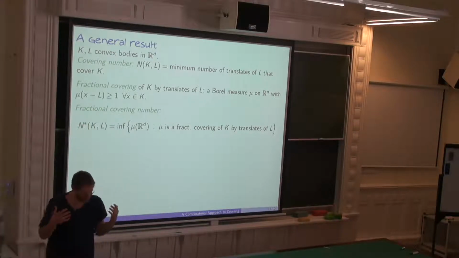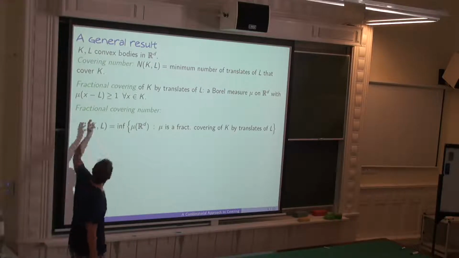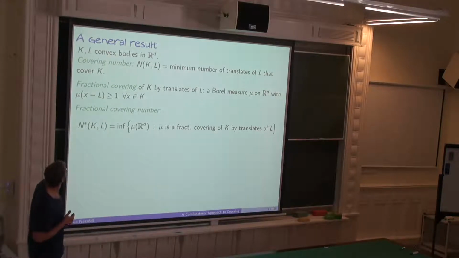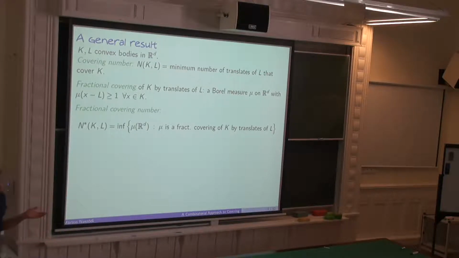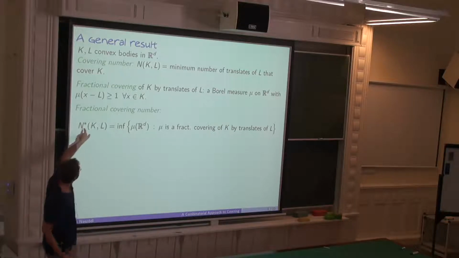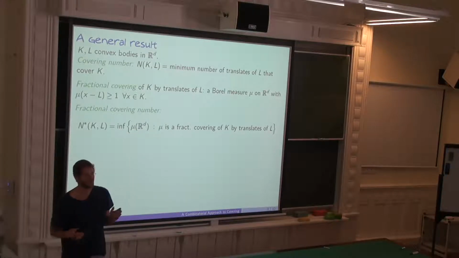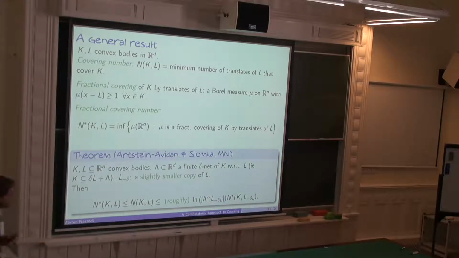Now, in the fractional setting, instead of picking a translation vector in each set x minus L, we want a measure. We want the measure of these x minus L's to be large enough. So instead of picking some points, we're looking for a measure on the whole space such that each of these sets has measure at least one, and it's right to call it a fractional covering. The fractional covering number, this n star, is the smallest total measure of space when you have a fractional covering.